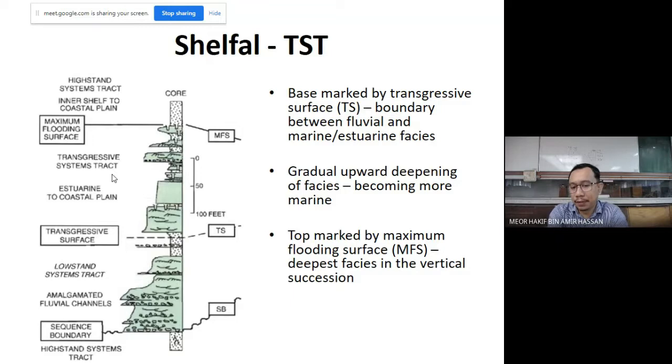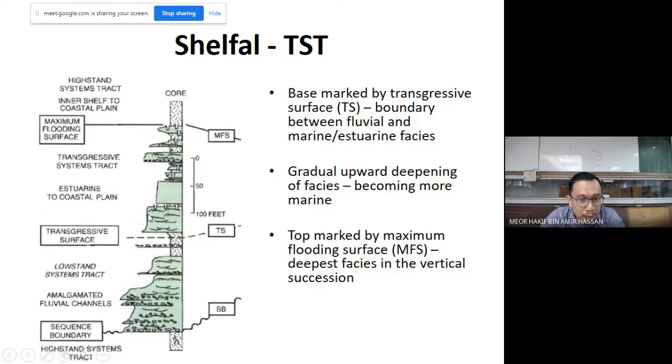So I'll show you examples of sedimentary successions on the shelf representing TST. Okay, so this is a sedimentary log showing you half of a sequence, part of the sequence. You have the sequence boundary at the bottom here, followed by LST, fluvial deposits. And then you have a TS, this is the transgressive surface. It marks the initial transgression. Then you have the TST at the top. And your TST is going to be fining upwards. So in this case, you have estuarine to coastal plain deposits, maybe tidal channels, distributary channels, and so on.